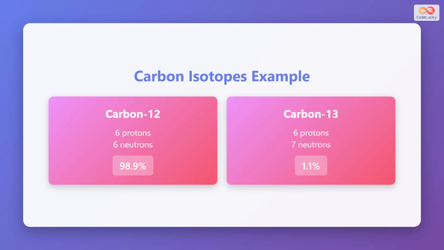Let's look at carbon as an example. Carbon-12 has 6 protons and 6 neutrons and makes up 98.9% of naturally occurring carbon. Carbon-13 has 6 protons and 7 neutrons, accounting for only 1.1% of natural carbon.